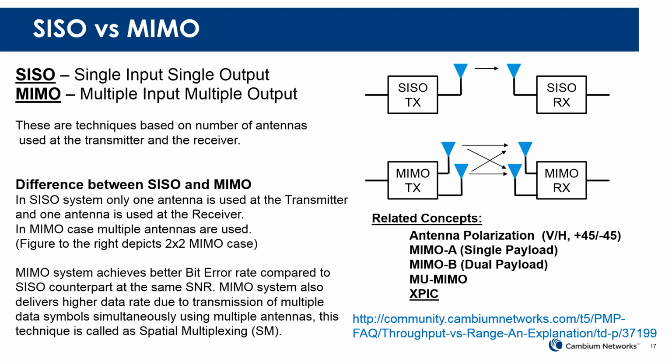If we look at the bottom part of the figure on the right-hand side, we see those two antennas for the transmitter, the TX, talking to the two antennas on the receiver. You also see below that a couple of related concepts: antenna polarization, MIMO A, MIMO B, single payload, dual payload. The antenna polarization part can relate to either of the two figures, whether it's SISO or MIMO. The MIMO A and MIMO B specifically relate to that MIMO picture. So that picture can operate in a couple of different scenarios.